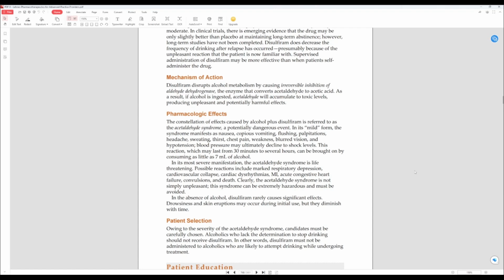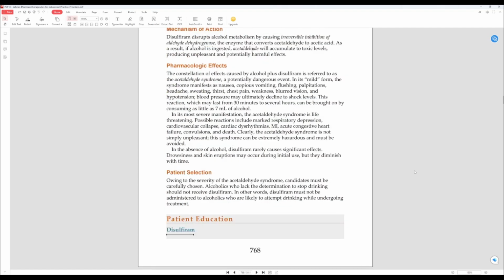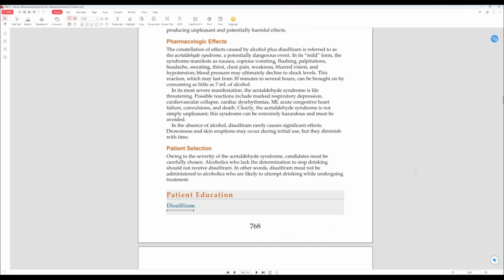Mechanism of action: disulfiram disrupts alcohol metabolism by causing irreversible inhibition of aldehyde dehydrogenase, the enzyme that converts acetaldehyde to acetic acid. As a result, if alcohol is ingested, acetaldehyde will accumulate to a toxic level, which produces unpleasant and potentially harmful effects. Its pharmacologic effects: the constellation of effects caused by alcohol plus disulfiram is referred to as acetaldehyde syndrome, a potentially dangerous event.